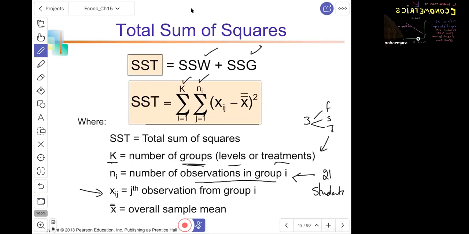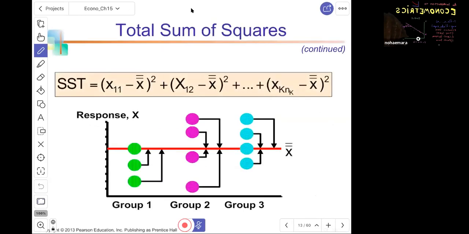And this is the observation per each group. For example, this is student number 1, and this student is, for example, a freshman. So this would be the jth observation from group i. This is the final exam score for this student coming from the freshman group. And then this is the overall mean. So this is the mean of the freshmen combined with the mean of the sophomore, combined with the mean of the junior. So I have one mean for the whole 21 observations.